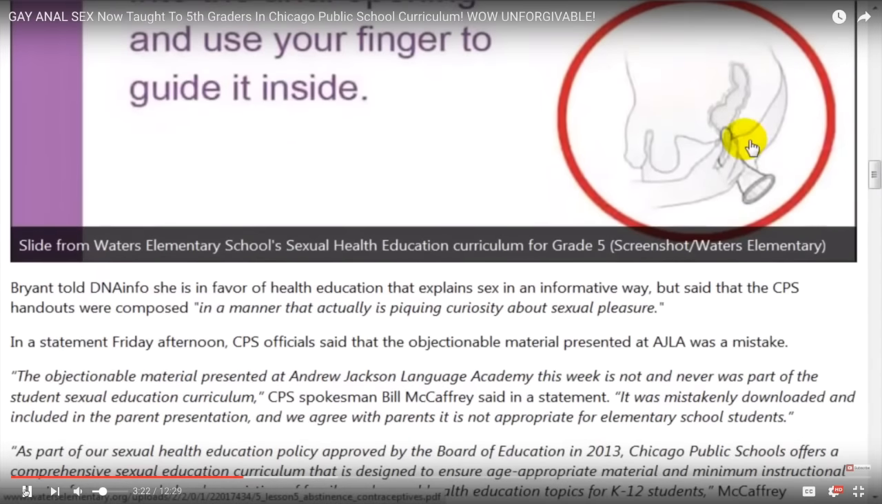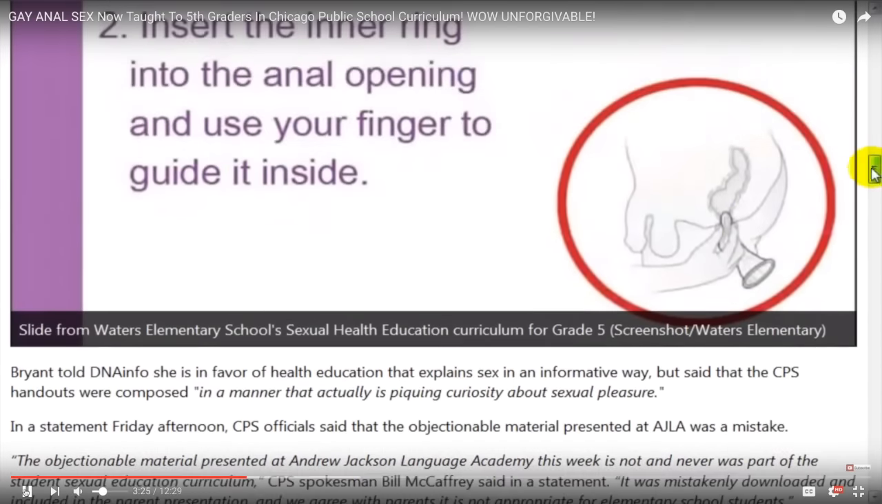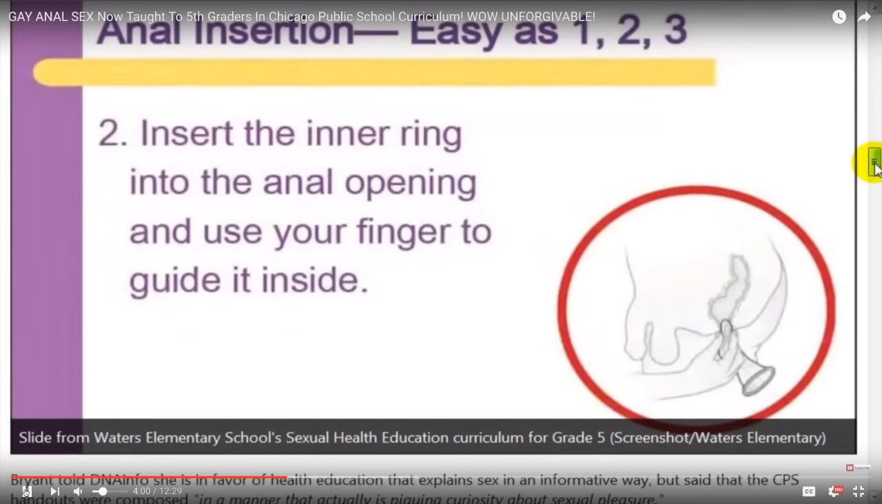And there, oh, what's this? I didn't catch this when I first read the article. 100% proof. This is gay sex they're teaching them. This is a male anatomy, and they're showing you how to insert the female condom into the male anus. Okay, this is gay sex they're teaching. That is gay sex. Why else would you put a female condom into a male anus? Because you want to insert something into a male anus. That's why. Wow. This is straight from the curriculum.